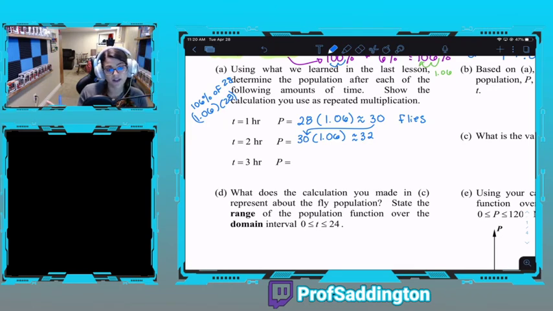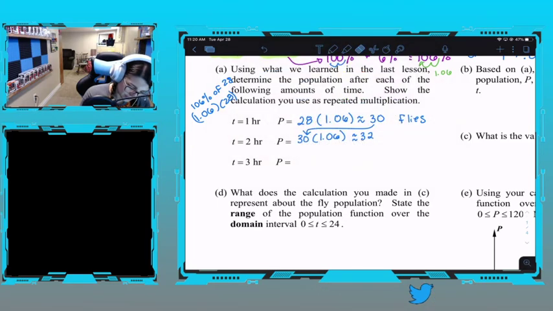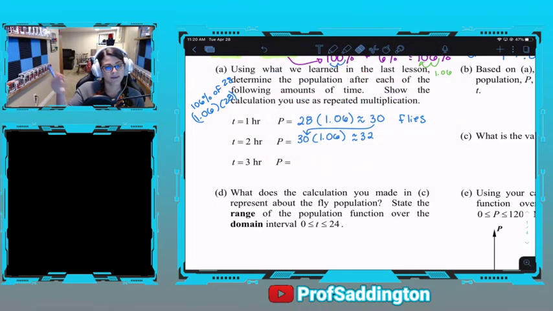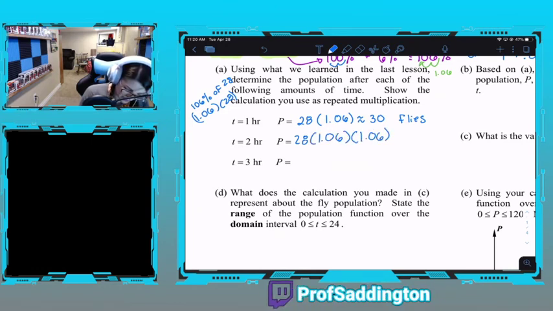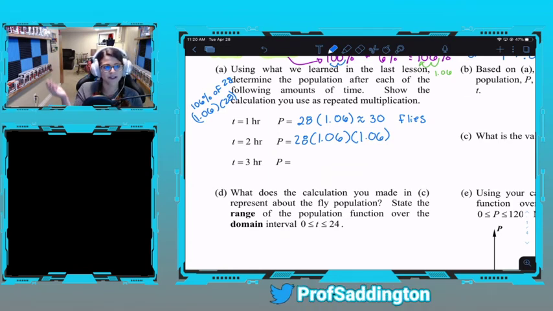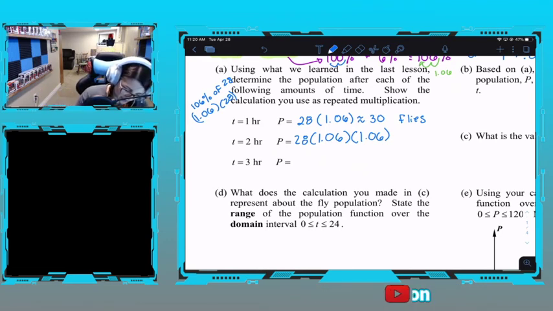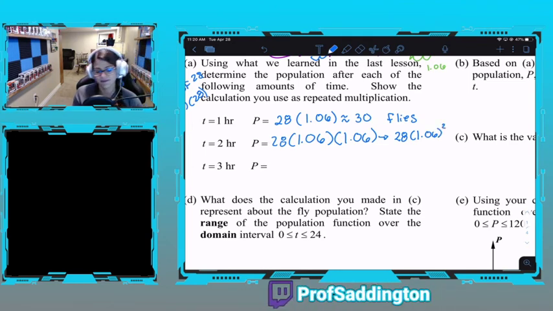But there's also another way we could look at this. What I did was take my previous answer and multiply it by another 1.06. So let's actually do that. I'm really doing 28 times 1.06 times another 1.06. And remember, when you multiply something with the same base, you increase the exponent. If I asked you 3 times 3, you could say that's 3 squared. So we can rewrite this as 28 times 1.06 squared.